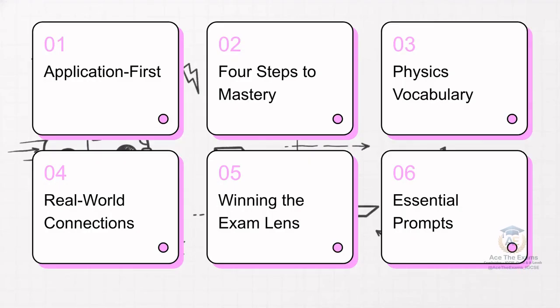Here's our roadmap for this session, showing exactly how we will move from real-world reasoning straight through to scoring those top-tier marks. We will start with application-first physics, then break down the 4 steps to mastery, learn to safely translate our everyday language into strict physics vocabulary, map out some undeniable real-world connections, analyze the exam lens to stop losing those easy points, and finally lock it all in with essential memory prompts. We've got a lot of ground to cover, so let's dive right in.